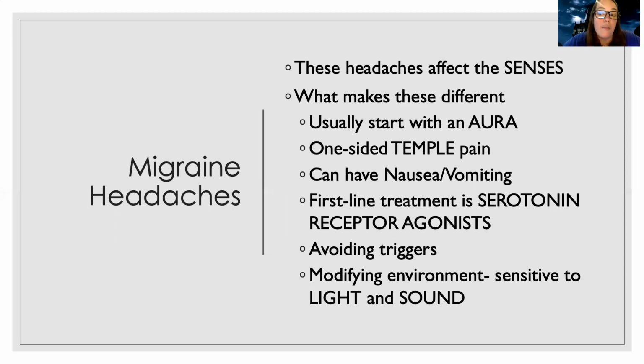The first line treatment for this is what's called a serotonin receptor agonist. These actually help to cause some vasoconstriction that helps to reduce some of the pressure that is getting on the nerves in the brain. As a whole, they help get towards decreased pain from the migraine headache, and also sometimes prevent some of the other symptoms as well.